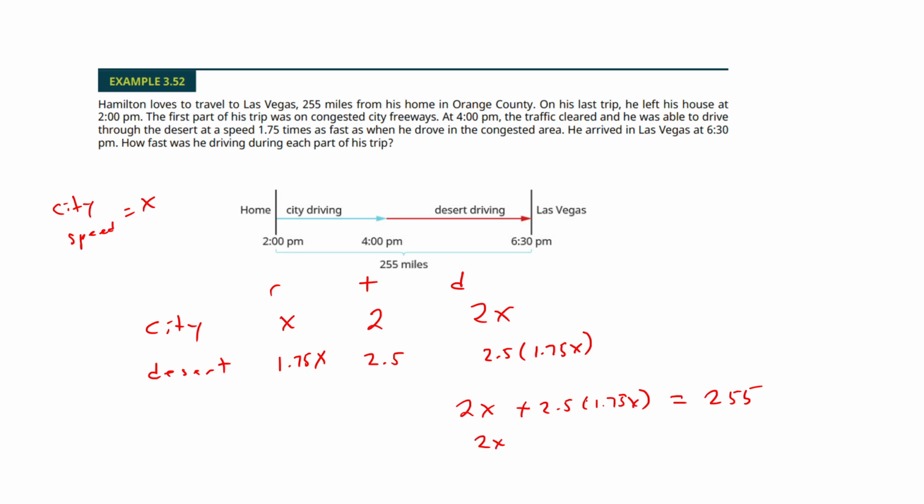Okay, so we've got some multiplication to do here. I've got 2.5 times 1.75. So plus 4.375x.